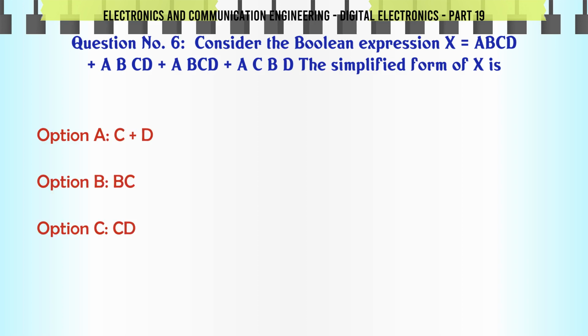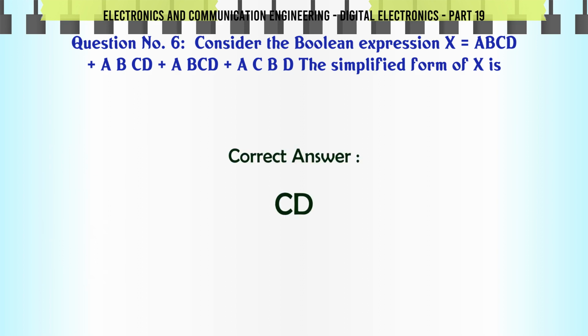Consider the Boolean expression X = ABCD + ABCD + ABCD + ACBD. The simplified form of X is: A. CD, B. BC, C. CD, D. DB. The correct answer is CD.